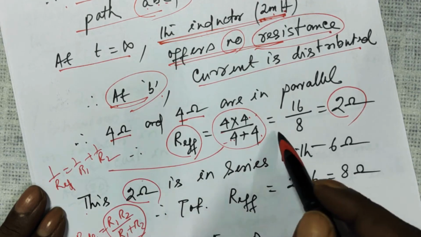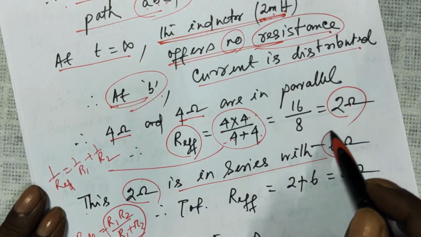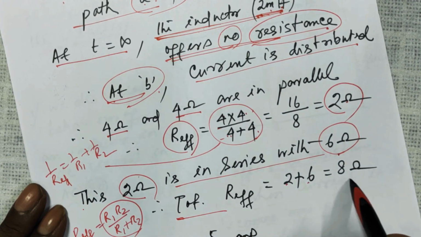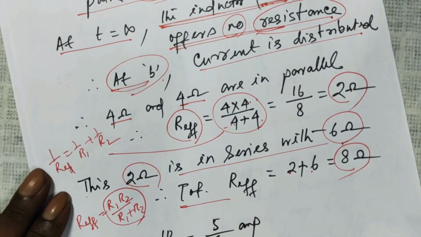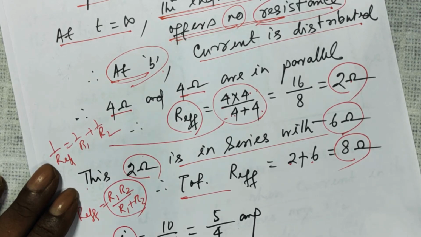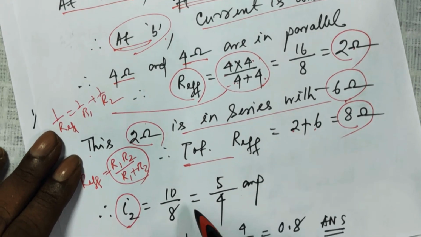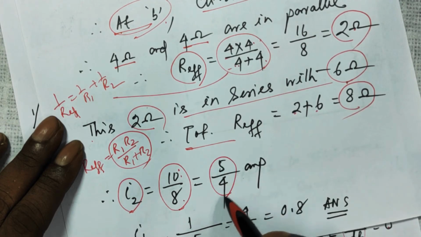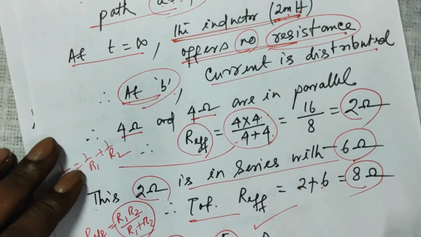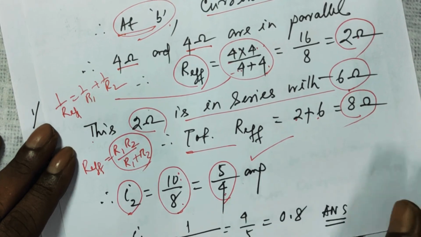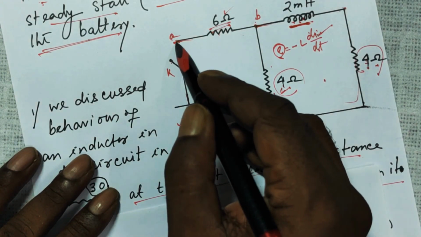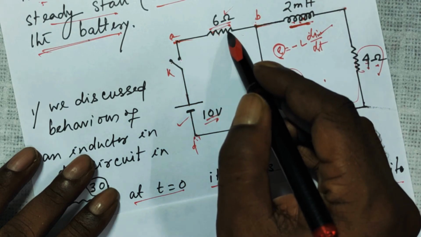Now this 2 ohm is in series with 6 ohm. So the total R effective is 2 plus 6, that is equal to 8 ohm. So now the current I2 will be voltage divided by total R effective, that is 10 by 8, that is equal to 5 by 4 ampere. So this 5 by 4 ampere at t is equal to infinite starts from here. So through this is 5 by 4 ampere.